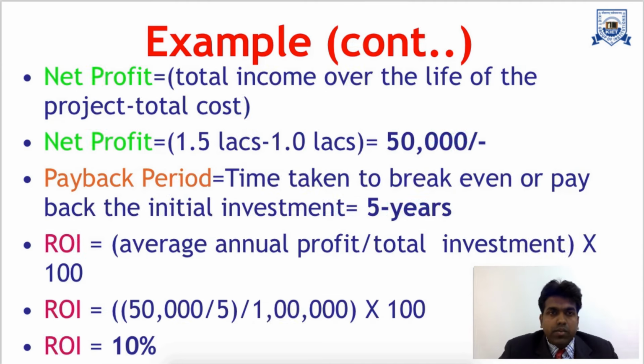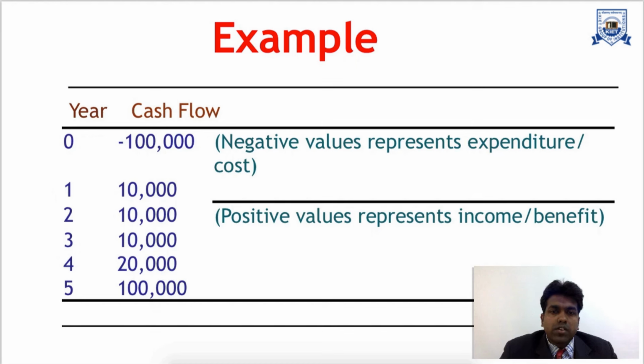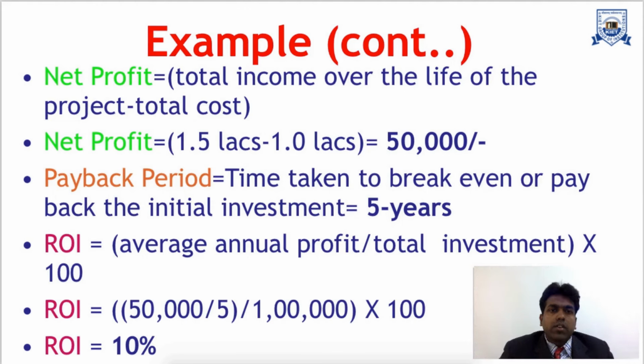Okay, so as I told you, now we can calculate net profit. I already told you net profit can be calculated using this formula: total income over the life cycle of the project minus total cost. With this example, you can see that total income is whatever we are getting from first year to fifth year. When we add 50,000 and then 1 lakh, that means 1 lakh 50,000 is the benefit we got from first year to fifth year, and the cost involved is 1 lakh.